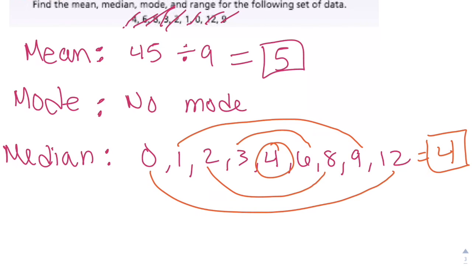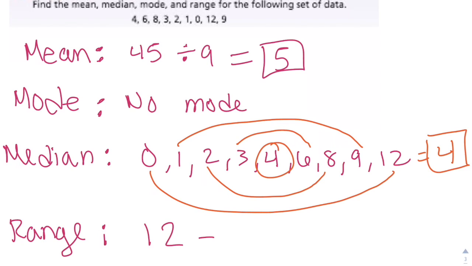And last but not least, our range. Remember, our range is our largest number subtracted from our smallest number. Our largest data value here is 12, and our smallest is 0. So our range would be 12.